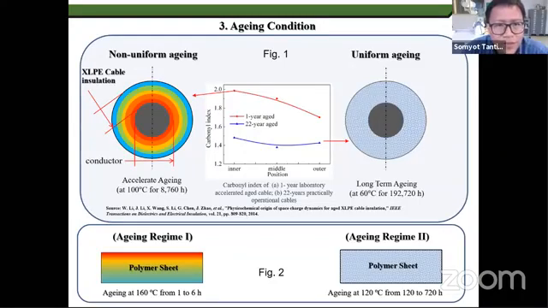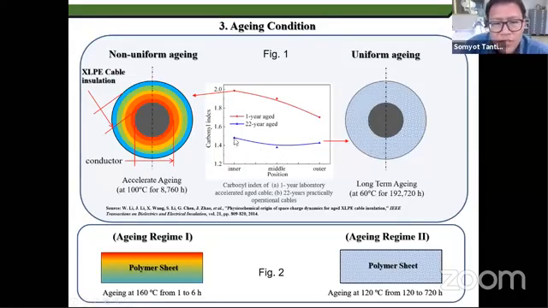What is the difference between non-uniform and uniform? You can see from the graph in the middle that shows the carbonyl index. As I said, the carbonyl group is the key to indicate the degree of aging for the polymeric insulation. So now we can see the non-uniform aging. The carbonyl index is highest near the conductor core and then reduces toward the outer part of the insulation.